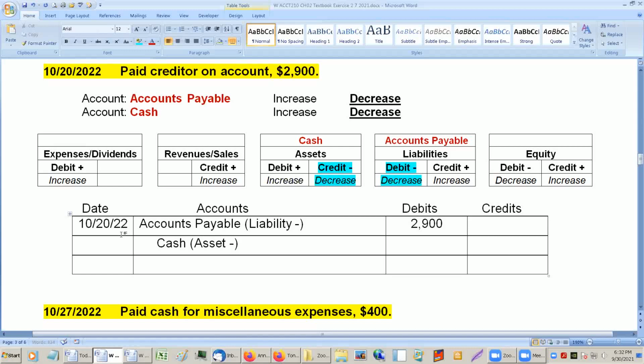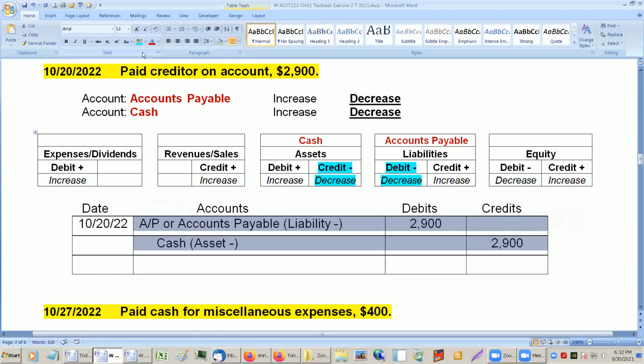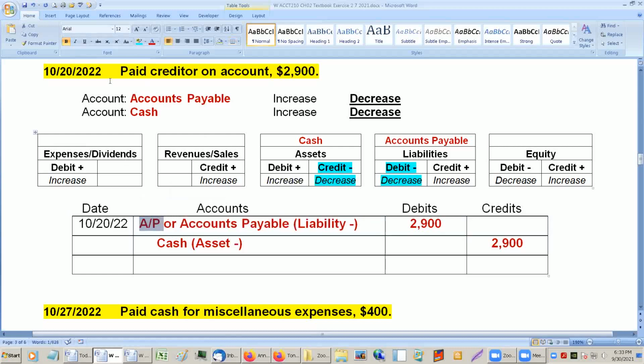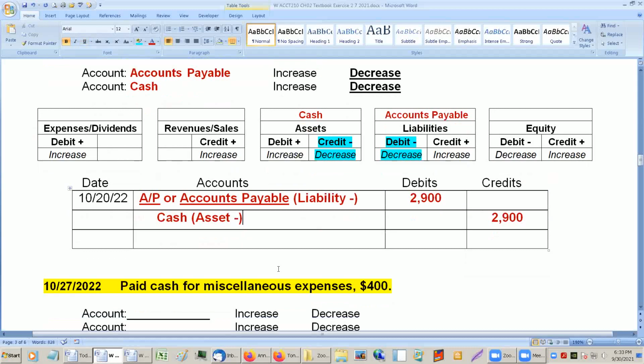By the way, you do not have to put those in. Oh, accounts payable, this could just be AP. You do not need to put both of them. One or the other.